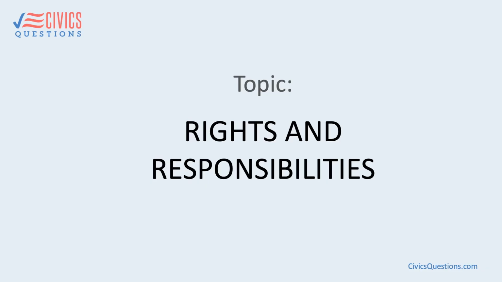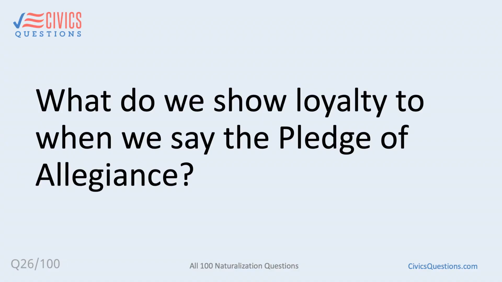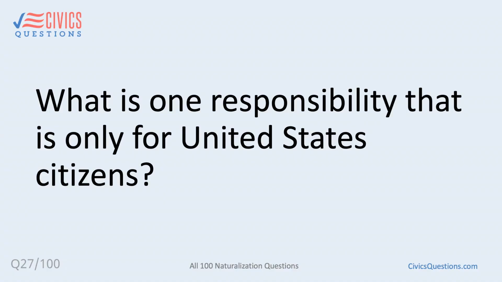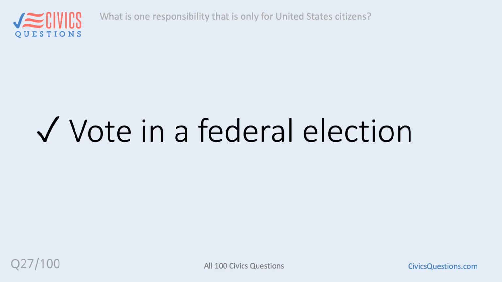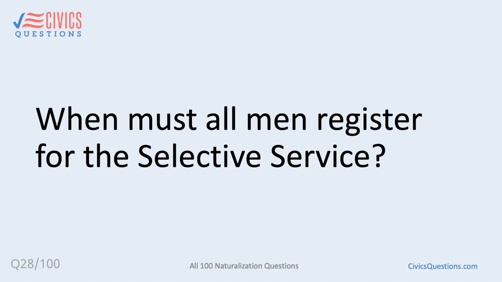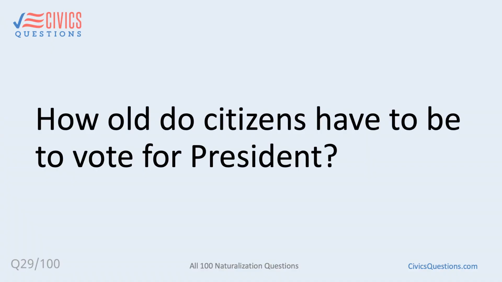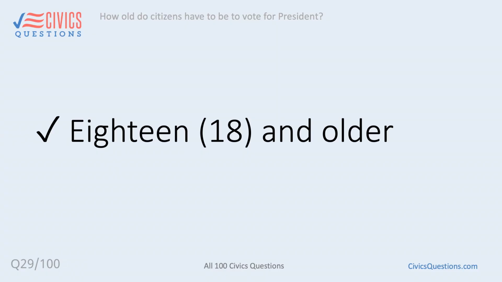Rights and responsibilities. What do we show loyalty to when we say the Pledge of Allegiance? The United States. What is one responsibility that is only for United States citizens? Vote in a federal election. When must all men register for the selective service? At age 18. How old do citizens have to be to vote for president? 18 and older.